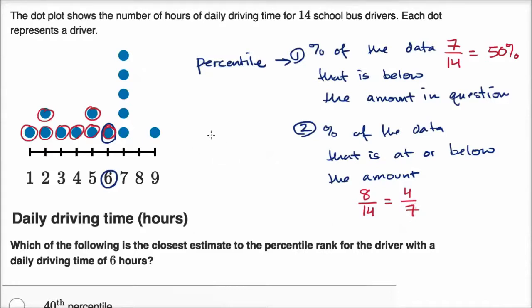And if we want to write that as a decimal, 7 goes into 4.000. We just need to estimate. So 7 goes into 45 times, 35. We subtract, we get a 5, bring down a 0, goes 5 times. So it's just going to be 0.5 repeating, 55.5555%. So either of these would actually be a legitimate response to the percentile rank for the driver with a daily driving time of 6 hours. It depends on whether you include the 6 hours or not. So you could say either the 50th percentile or roughly the 55th, well, actually the 56th percentile if you wanted to round to the nearest percentile.